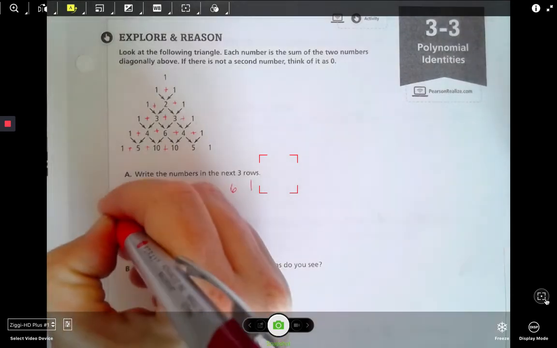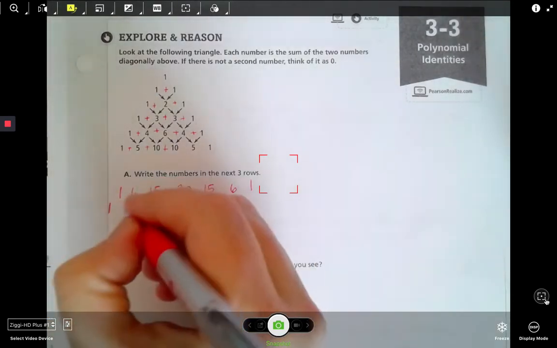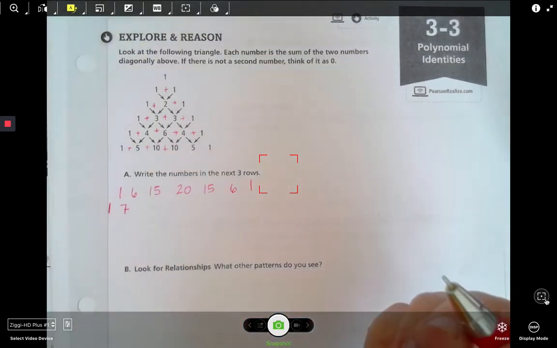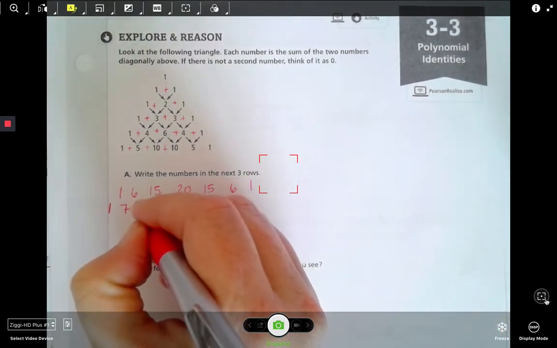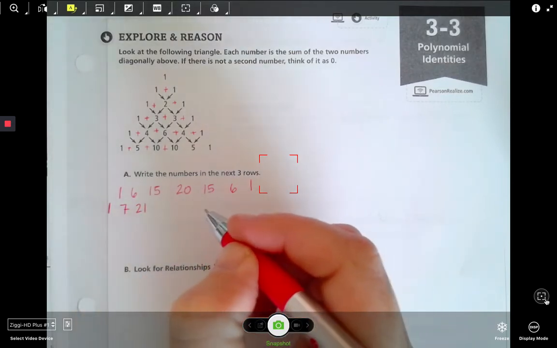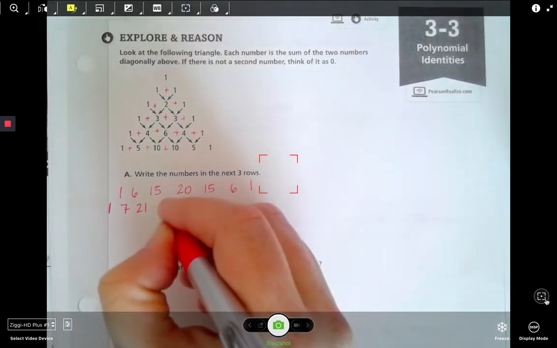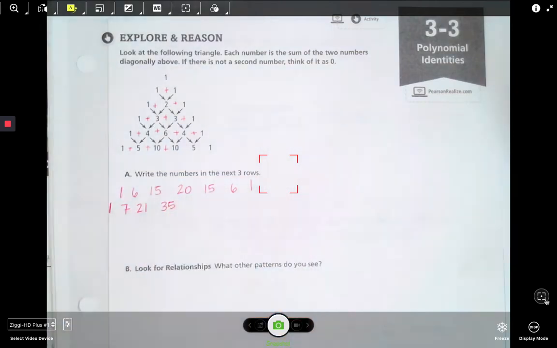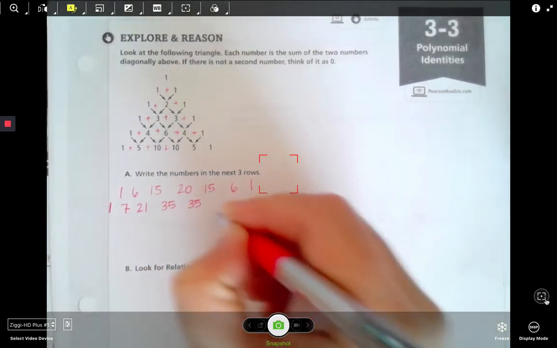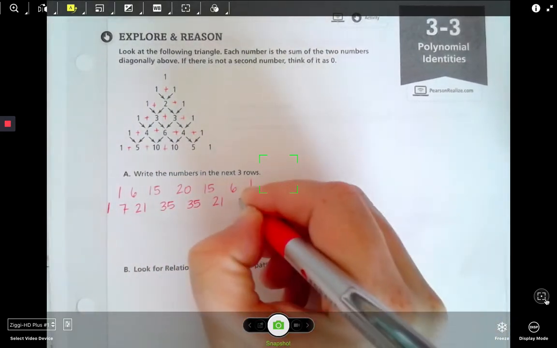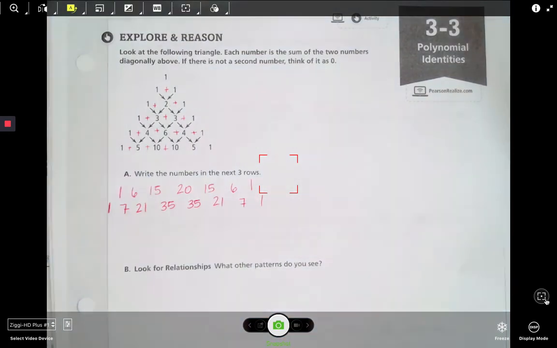Alright, we add a 1 to the outside of this. 1 plus 6 is 7. 6 plus 15 is 21. 15 plus 20 is 35. 20 plus 15 is 35. 6 plus 1 is 7, and then we add a 1 to the outside.